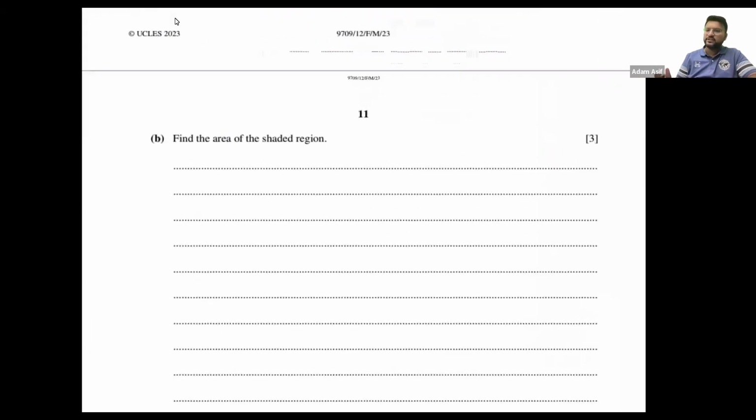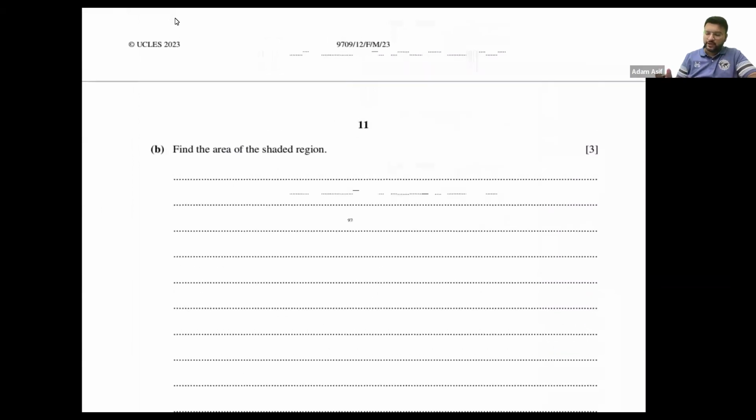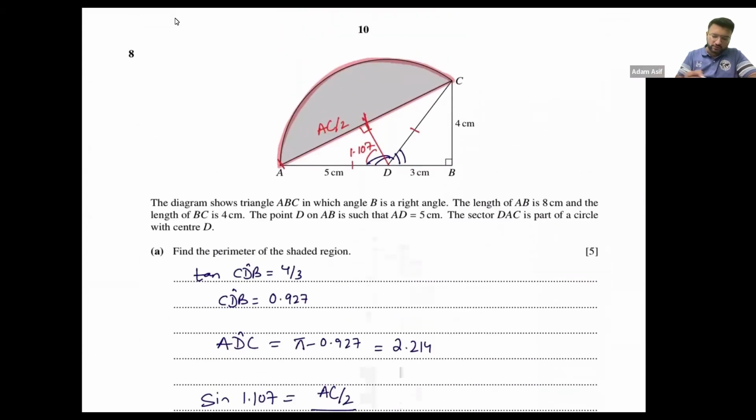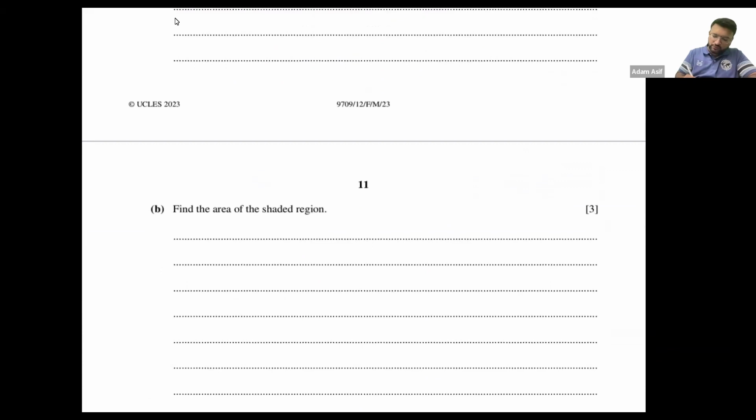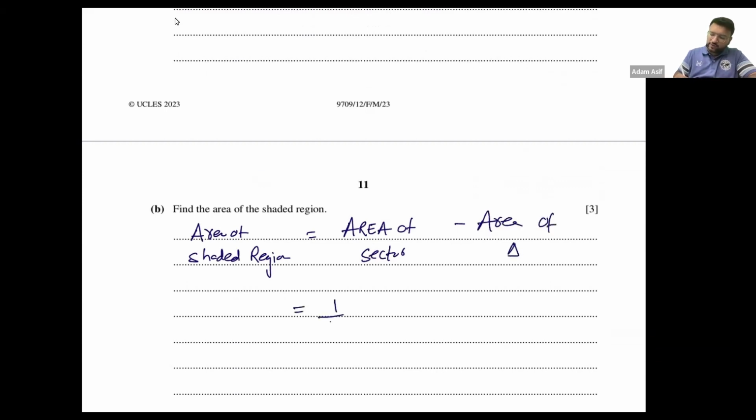The next part says find the area of the shaded region. So what's going to be our thought process for finding the area of the shaded region? Area of this sector minus the area of this triangle. सही है? Okay. So the working would be area of shaded region is going to be area of sector minus the area of the triangle. Area of the sector would be half times r square times theta.